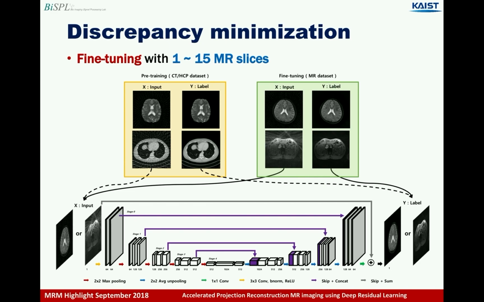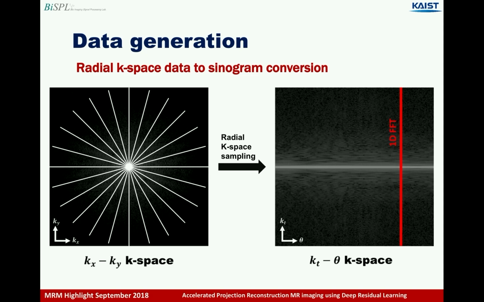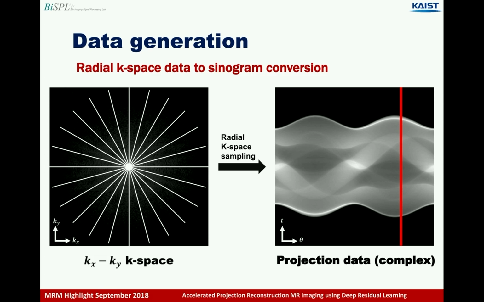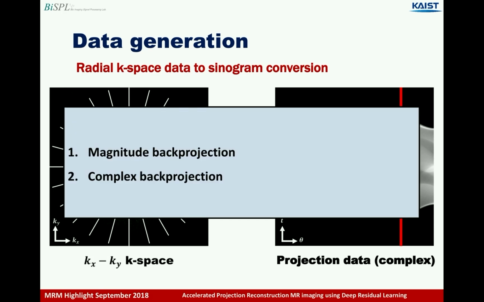For discrepancy minimization, the fine-tuning is performed with 1 to 50 MR slices using the same UNet structure. For data generation, radial k-space-based data is converted into projection after taking a 1D Fourier transform along the radial direction. In this case, the data type of the projection is complex. For image reconstruction, there exist two methods. The first one is magnitude back projection, and the second one is complex back projection.